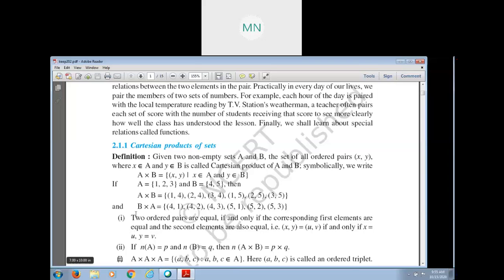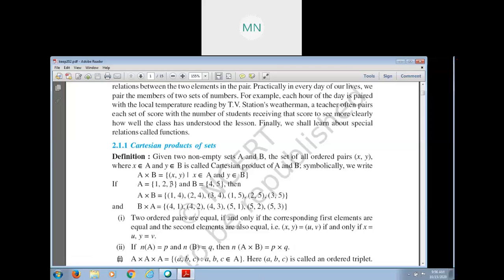Remember this. Number one, two ordered pairs are equal when their corresponding elements are the same. Suppose we consider the ordered pairs (x, y) and (u, v). These are equal if and only if x equals u and y equals v. And what is the number of elements in A cross B? Suppose A has p elements and B has q elements, then the number of elements in A cross B is p into q.